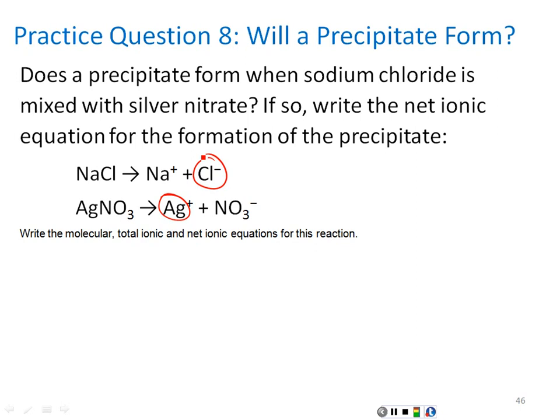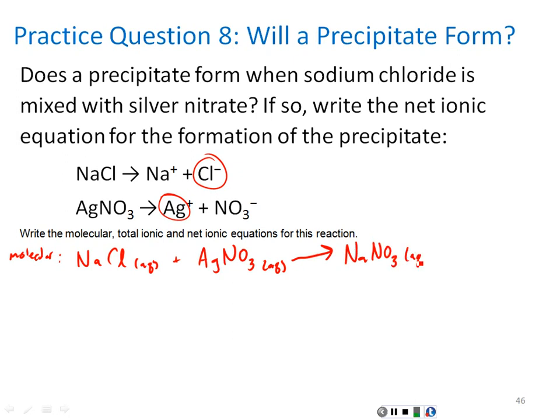So first, let's start with the molecular equation. So the molecular equation would be NaCl aqueous plus AgNO3 aqueous, and this will go to NaNO3 aqueous plus our solid AgCl.